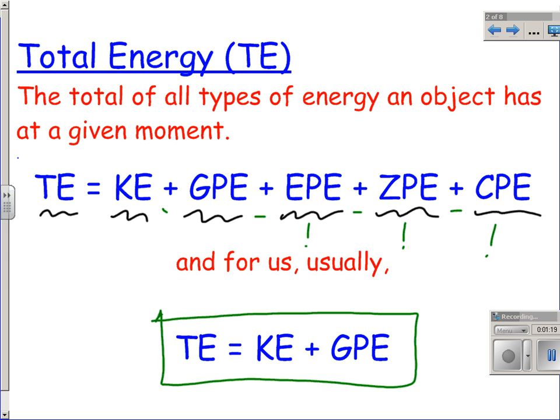Probably worth reviewing for you if you don't remember this. In the last video, we learned that the kinetic energy depends on the velocity of the object and the mass, and the gravitational potential energy depends on the height of the object and the mass. Okay, so your total energy is usually going to depend on those two things. So there we go.